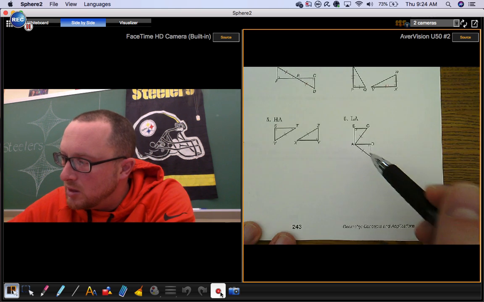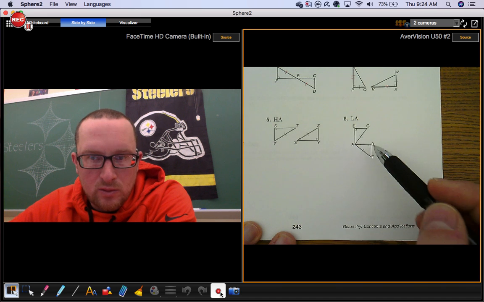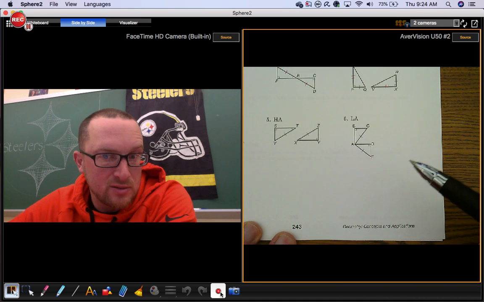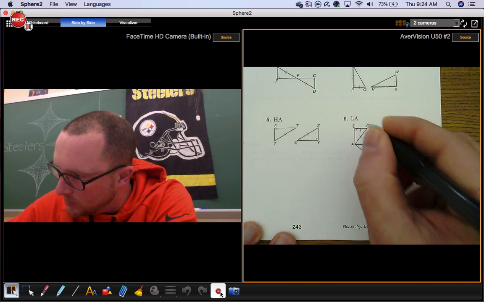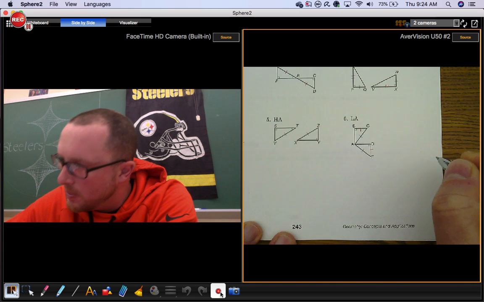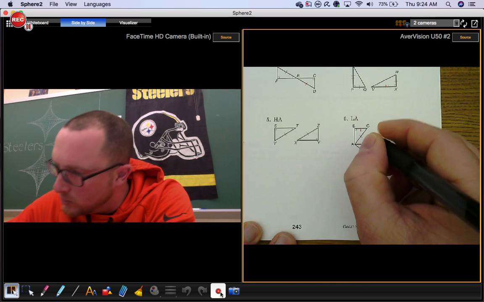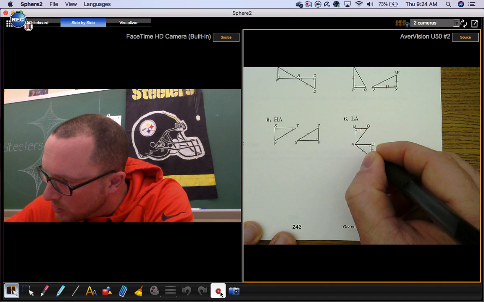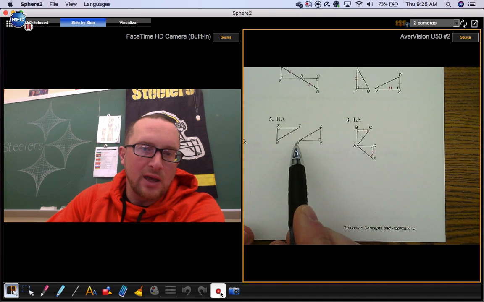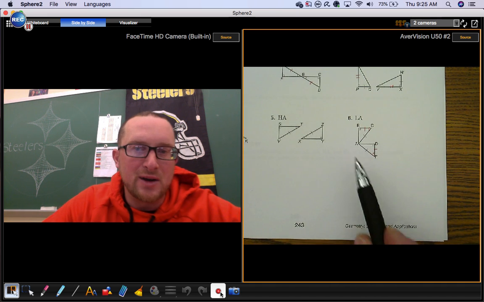Number 6, we want to use leg acute. Well, we have congruent hypotenuses here. So if you want to use leg acute, you better have congruent legs marked, and you also better have congruent acute angles marked somewhere. So I guess I'll just mark them here. So in this one you didn't make any marks, but this one you had to make two different pairs of congruent marks.